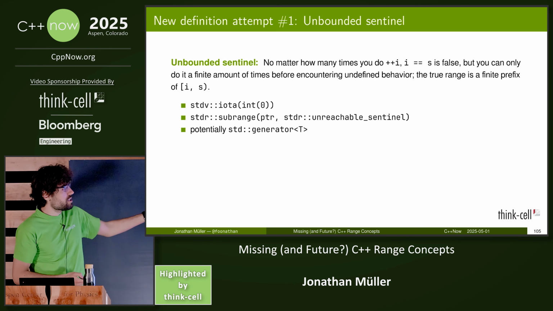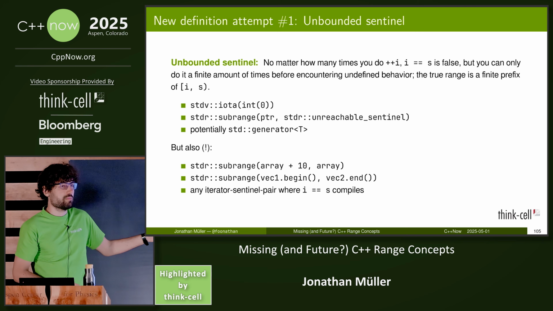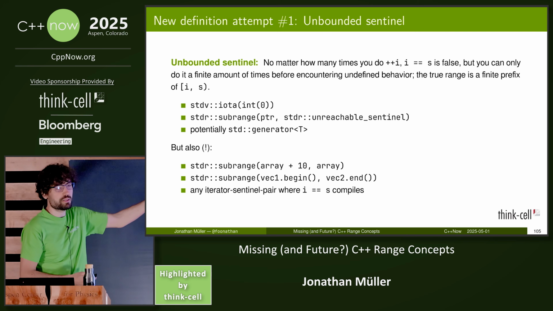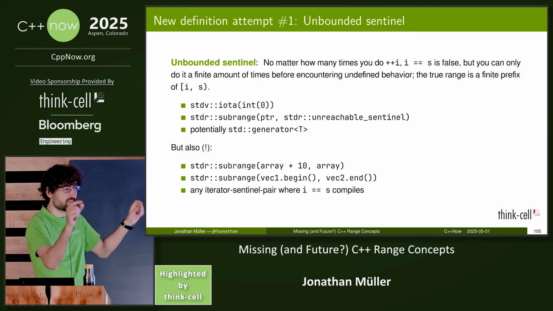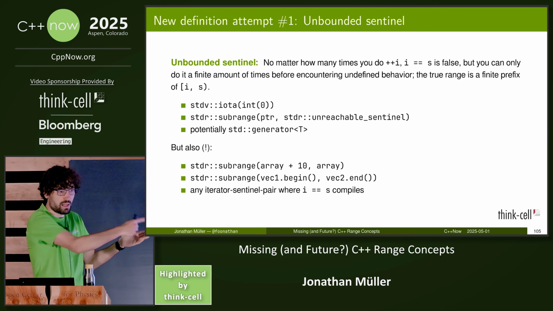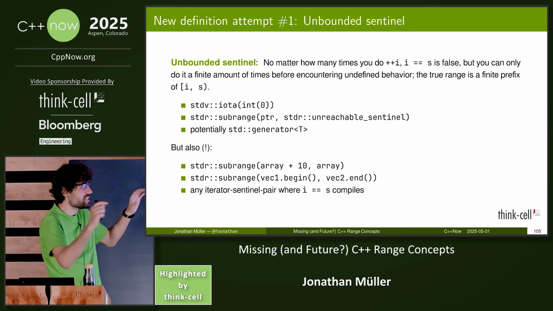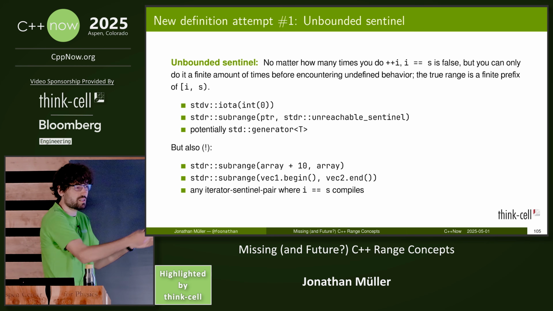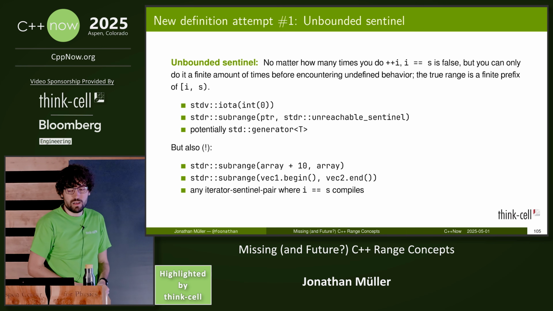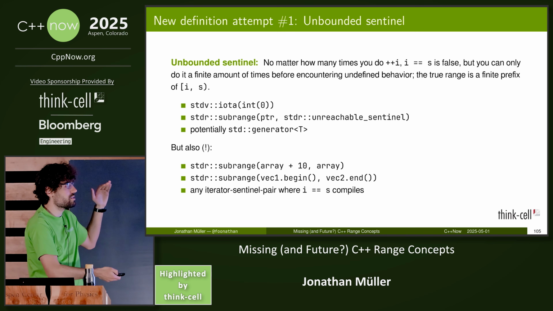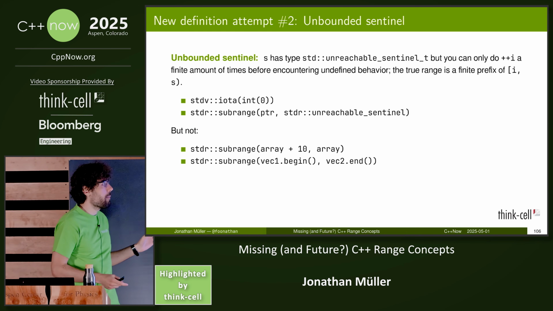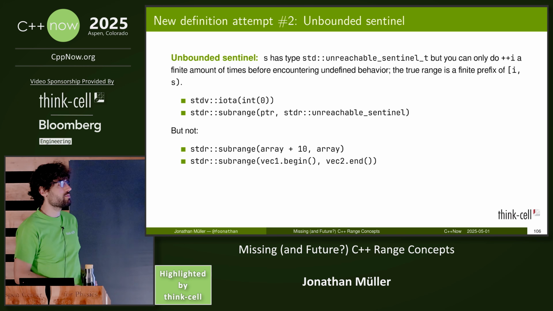Yeah. The problem with this definition is that it would also allow this nonsense. If you do array plus 10 and array, well, there is a finite prefix if you do it 0 times under this wording, right? If you do a vector of two different iterators, there's a finite prefix, whenever vec1 ends. And any iterator-sentinel pair where you can compare them is now an unbounded sentinel, which makes it some sort of valid range. It's just that the finite prefix is 0 because we only have an iterator. And so this definition is too weak. We allow too much. So we could say, okay, for an unbounded sentinel, you have to have the type unreachable sentinel.